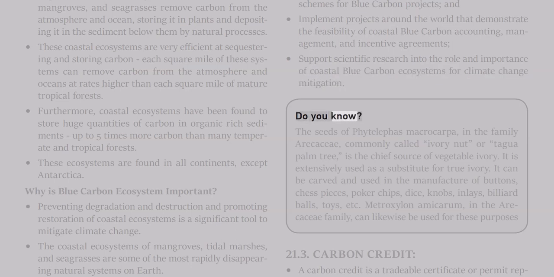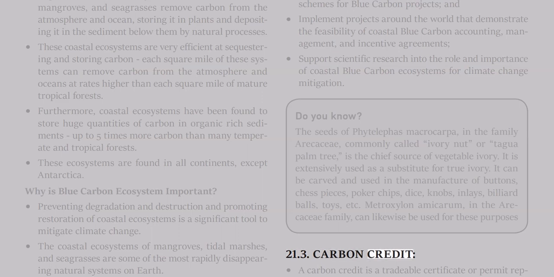Do you know? The seeds of Phytelephas macrocarpa, in the family Arecaceae, commonly called ivory nut or tagua palm tree, is the chief source of vegetable ivory. It is extensively used as a substitute for true ivory. It can be carved and used in the manufacture of buttons, chess pieces, poker chips, dice, knobs, inlays, billiard balls, toys, etc. Metroxylon amicarum, in the Arecaceae family, can likewise be used for these purposes.